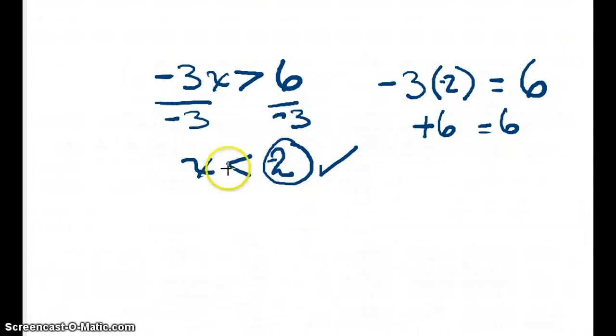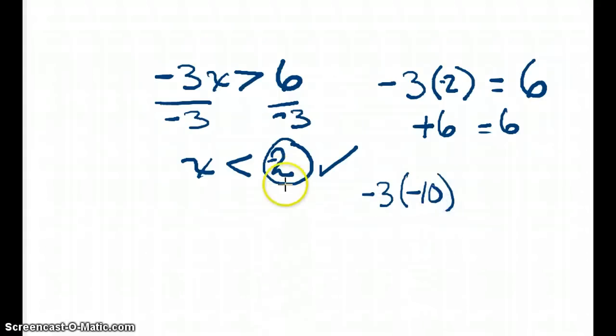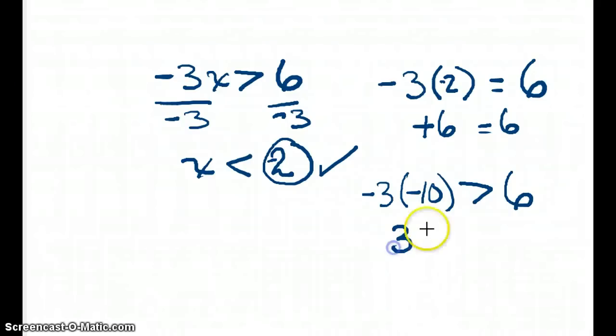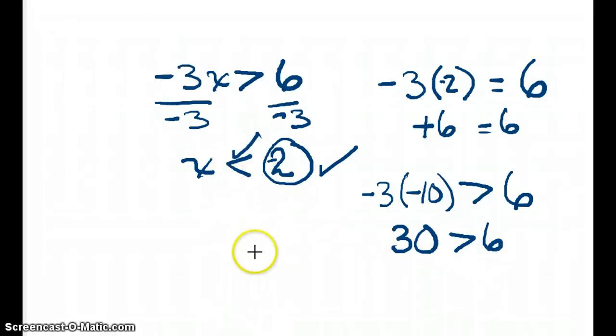Well, how do I know that my inequality sign is going in the right direction? We'll pick a number less than negative 2. I like big even numbers like negative 10. So let's go back. We have negative 3 times negative 10, because negative 10 is certainly less than negative 2. Always going back into the original equation, greater than 6. Negative 3 times negative 10 is 30. 30 is greater than 6. I now know that my inequality sign is going in the right direction.